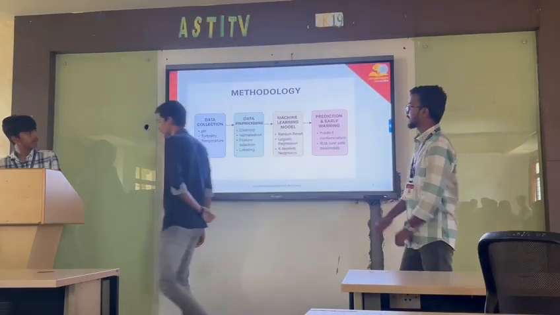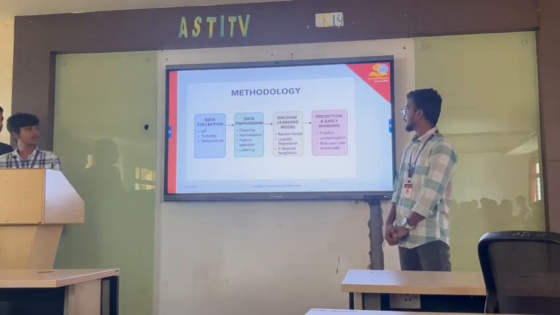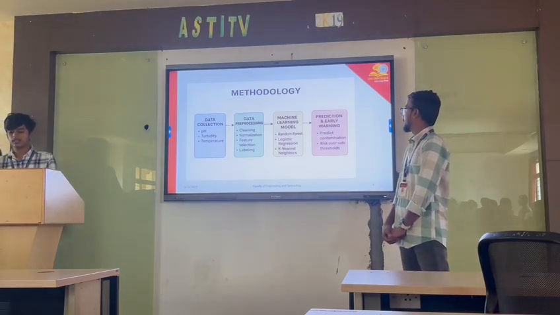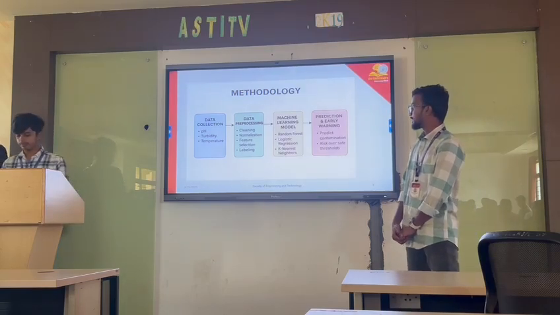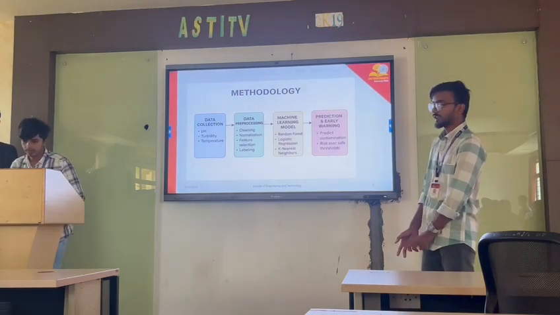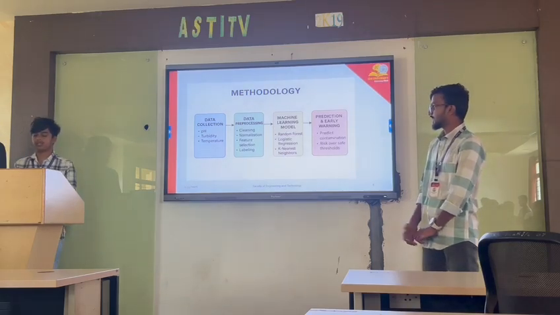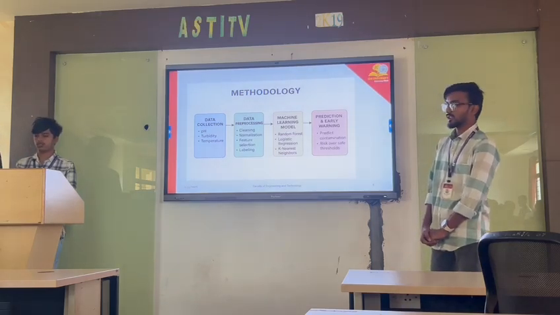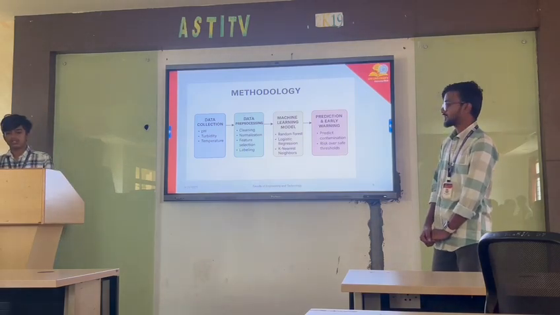Coming to methodology: the process is data collection, data preprocessing, machine learning models, and prediction and early warning. In data collection, we gather pH, turbidity, and temperature. Data preprocessing involves cleaning and normalization, then feature selection and labeling. The machine learning models are random forest, logistic regression, and k-nearest neighbor. Prediction and early warning: predict the contamination and risk, then produce the safety result.